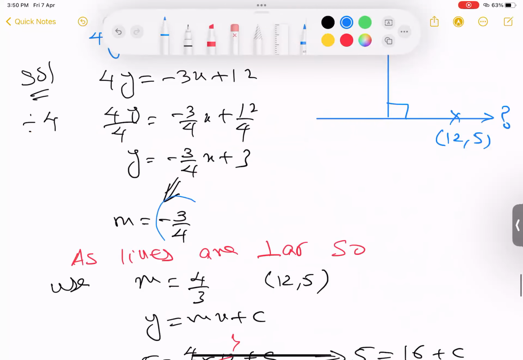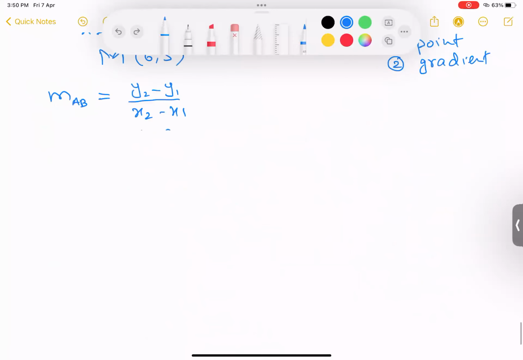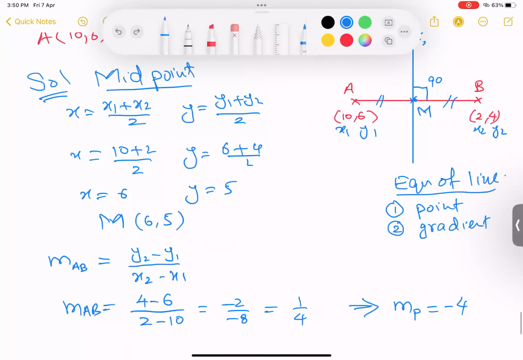The perpendicular concept is negative 3 by 4: sign change and flip. This we have done already, okay? So let's start. I think this part is very clear. Now we have the point, Alhamdulillah. We found the gradient, Alhamdulillah, and the game is over.